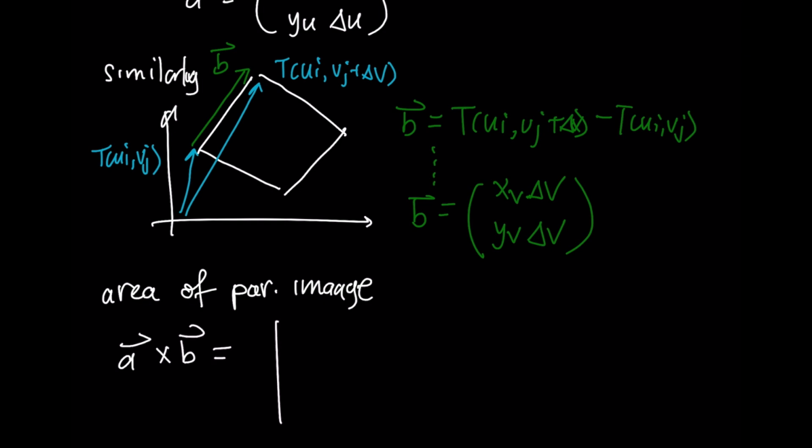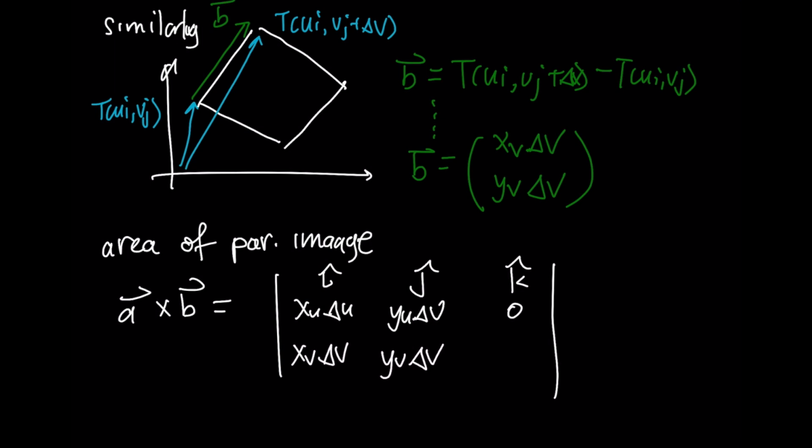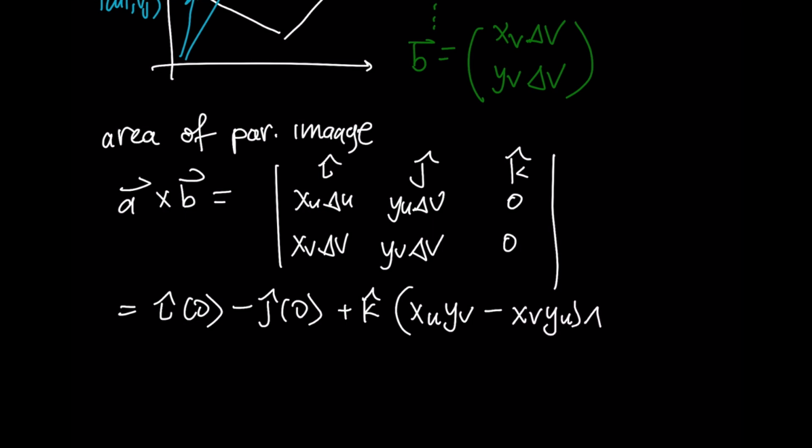We'll get an i, a j, and a k. A was xu delta u, yu delta u, 0, xv delta v, yv delta v, and 0. Computing the cross product is going to give us a 0 component in the i, a 0 component in the j, and in the k component, we'll have an xu yv minus an xv yu, both of them multiplied by this term. So then the magnitude of this expression is simply going to be the square root of this quantity squared.